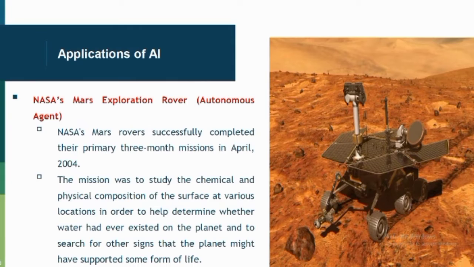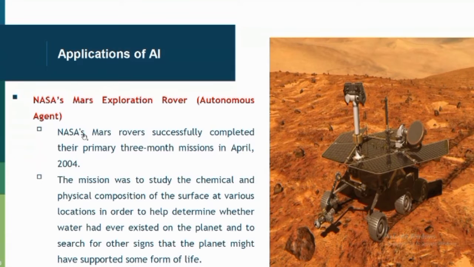Then another very famous application which was launched by NASA in 2004. You might know this application because it has changed the history of space. This robot is called NASA's Mars Exploration Rover. Okay, and this is an example of an autonomous agent.